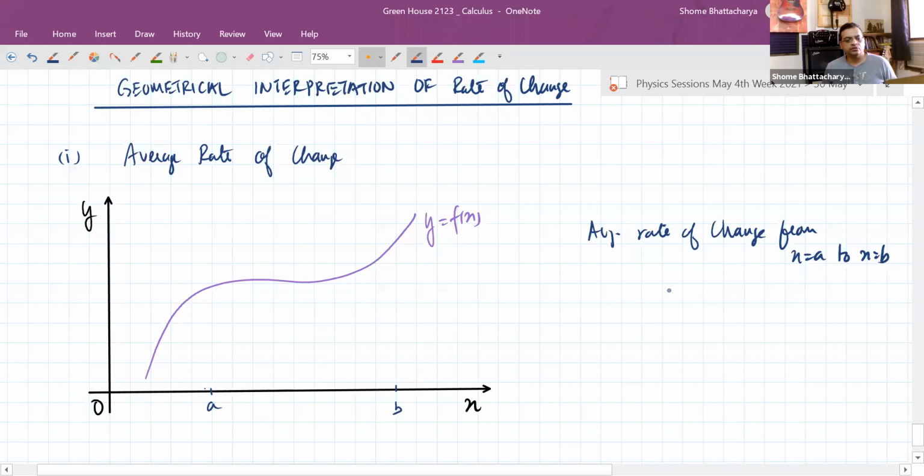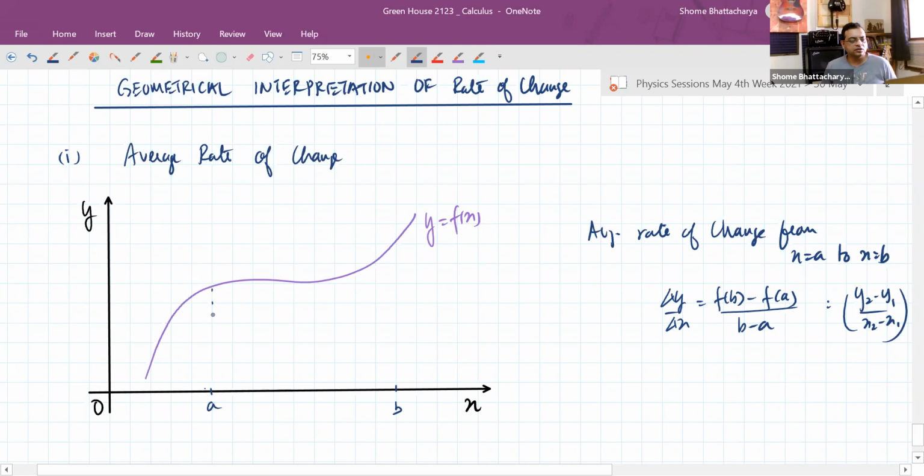From the formula, delta y by delta x will become f at b minus f at a divided by b minus a. Or basically what was y2 minus y1 upon x2 minus x1, where here I've taken b as x2 and a as x1. But in terms of the graph, what is this quantity?